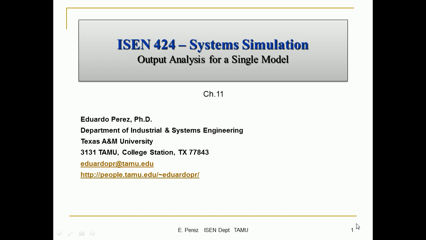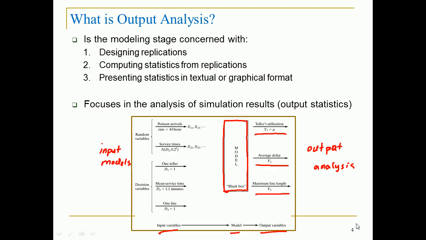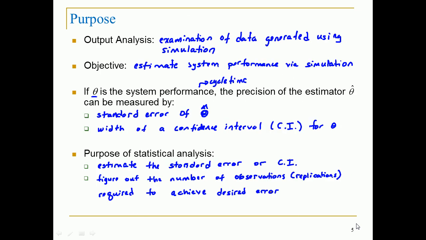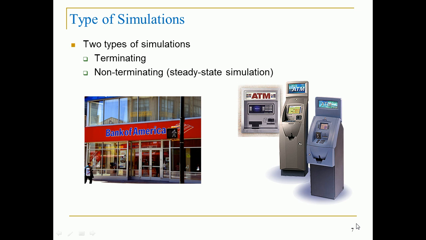So we started discussing this material on output analysis, and I'm just going to give you a brief summary of what we discussed on Monday. First, we discussed what output analysis is and the purpose of output analysis. Then we established that you can classify simulations into two types, based on the type of analysis you're going to perform on their outputs: terminating and non-terminating simulations.